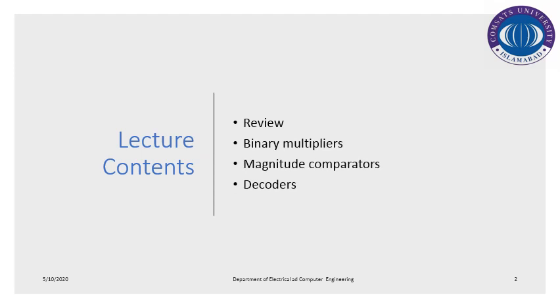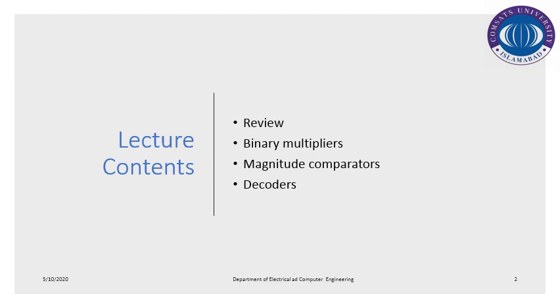So let us see the contents which we are going to discuss in this class. First of all, we will review the previous class, what we have learned in our previous session. Then we'll move to examples of binary multipliers, which have the capability to multiply two binary numbers. Then we'll switch to magnitude comparators, which can compare two numbers in terms of equality, greater than, and less than operations.